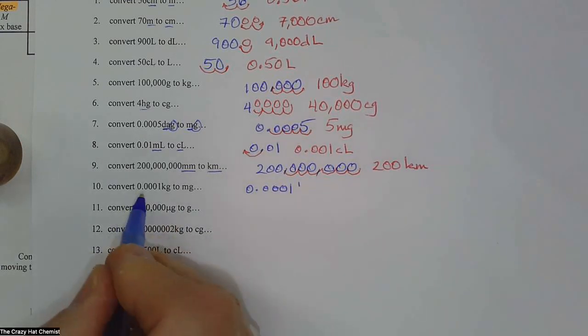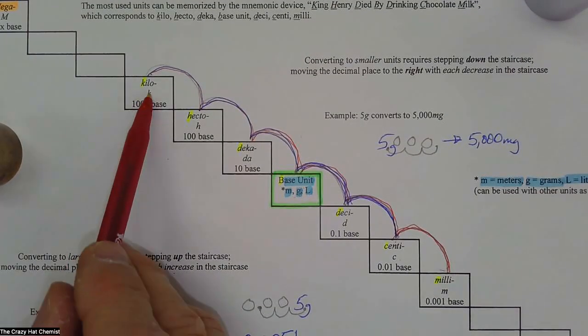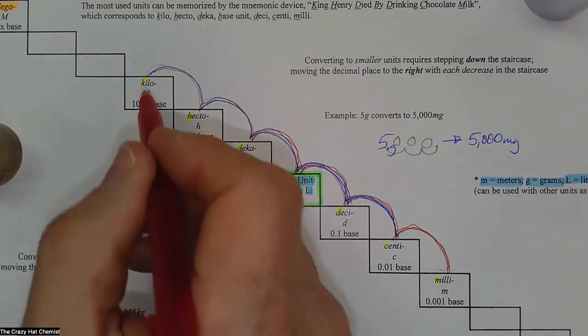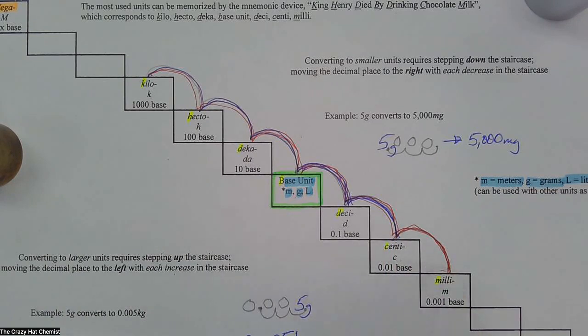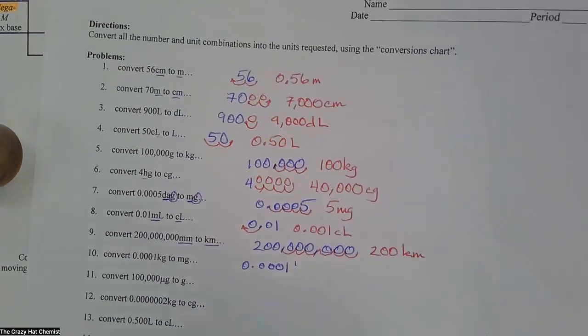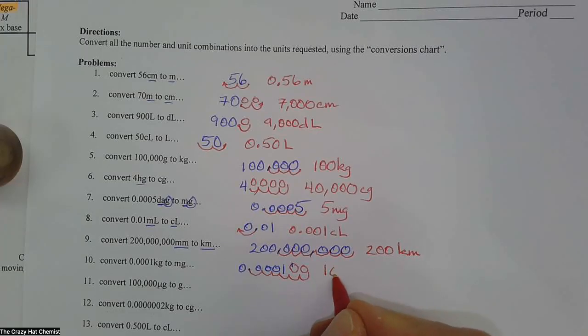Next one is 0.0001 kilograms. And that's going to go to milligrams. So kilograms right here to milligrams there. That's 1, 2, 3, 4, 5, 6 to the right. I'm going to replace these with zeros. And so we will have 100 milligrams.